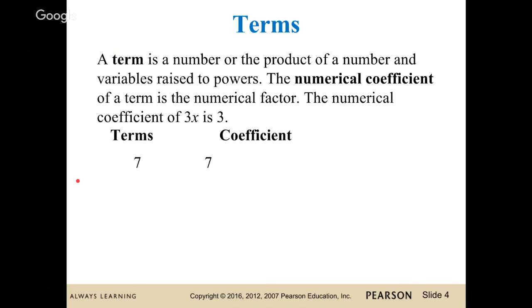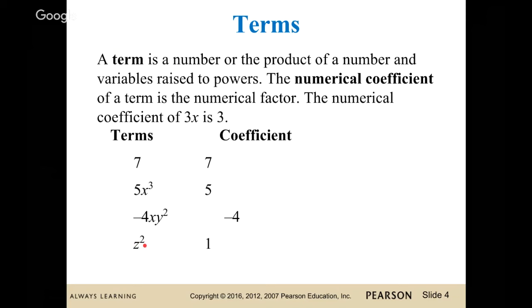So 7 is actually a term, okay? It just has an x to the 0 power, which would be 1. So this 7 is a term, and 7 is also its own coefficient. 5x cubed is a separate term. Its coefficient is 5. So the coefficient is the number that leads off the term. Okay, -4xy squared, that's a term. -4 is the number that leads that off.